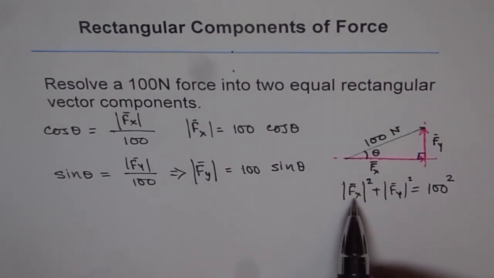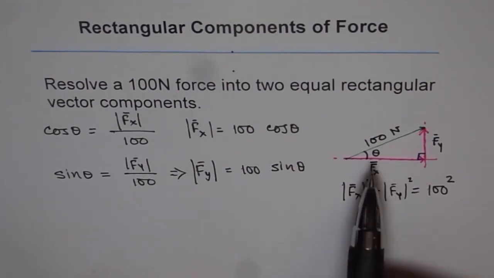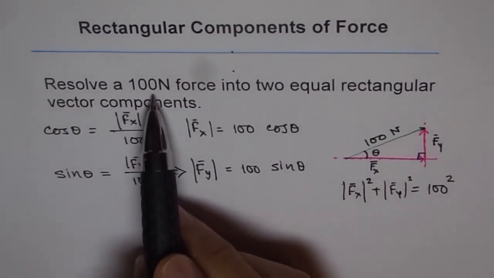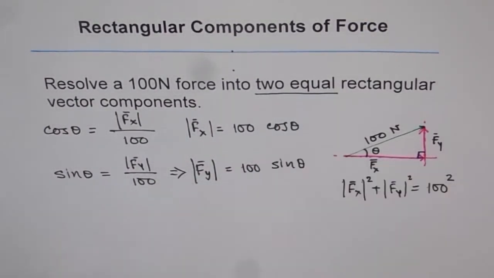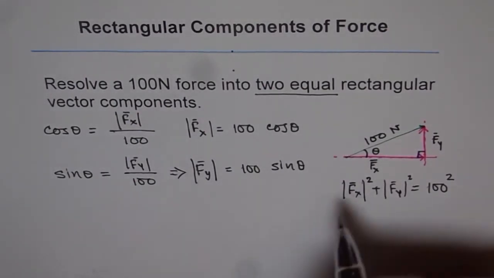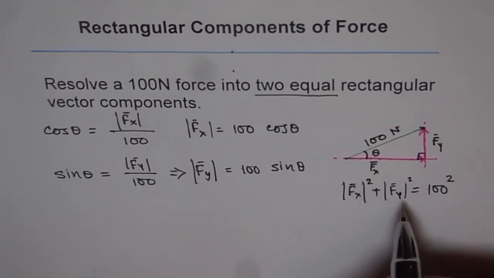So we can find x and y from this relation also, right? Provided we are given the angle or some other parameter. In our case, what are we given? It says resolve a 100 Newton force into two equal rectangular components, right? That means Fx is equal to Fy. The magnitudes are the same, right?